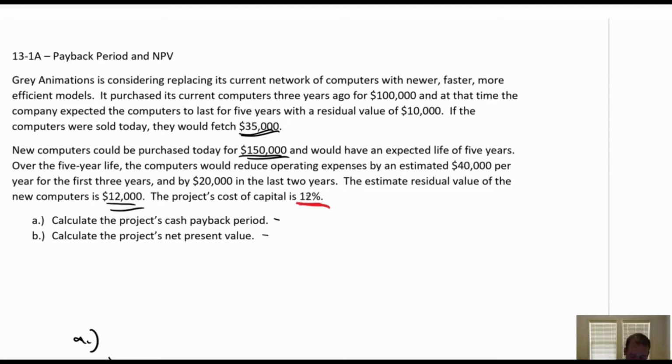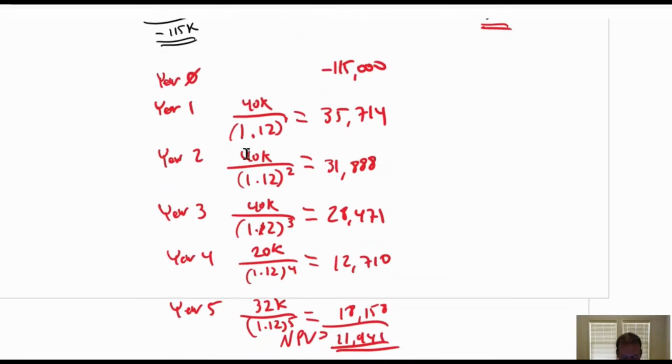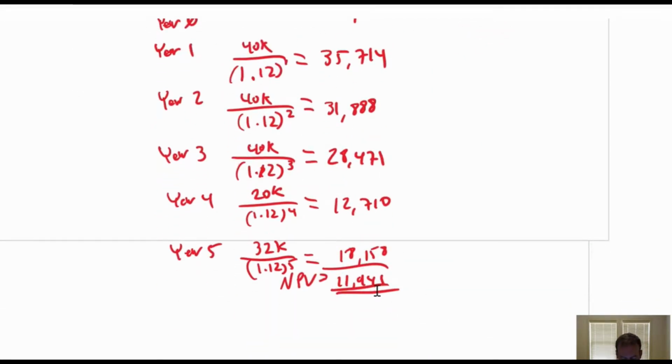If we're computing IRR, we don't even look at that number. All we do is look at the cash flows. So we drew this up already. That's why I'm kind of zipping through this a little bit. We drew up what the expected future cash flows were, and we did the net present value of 11 grand.